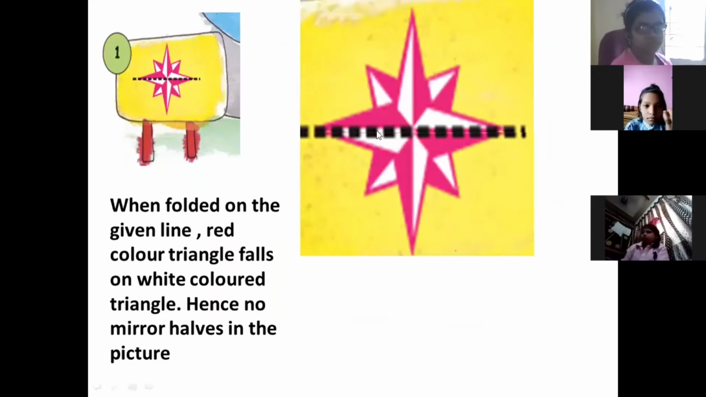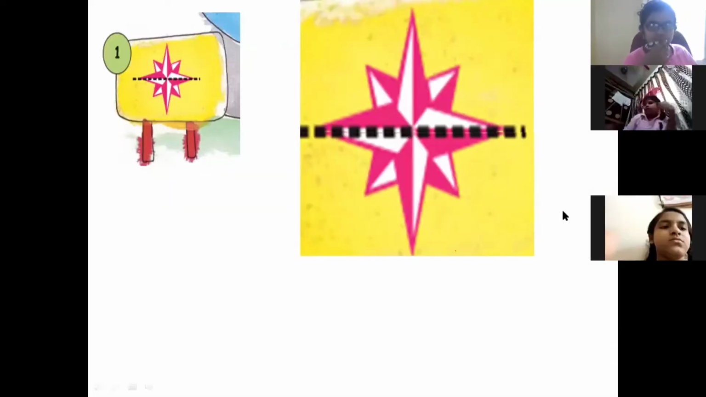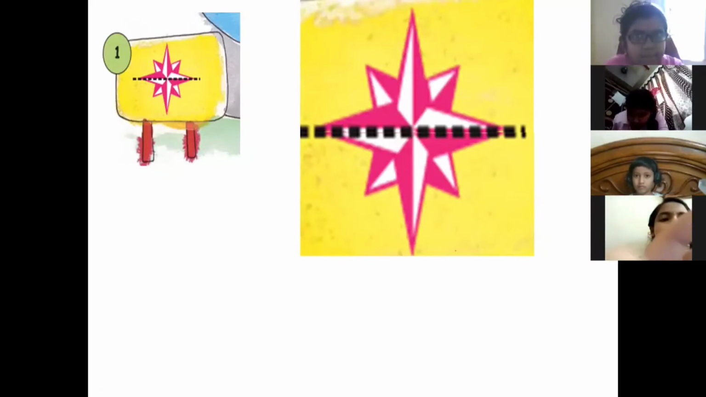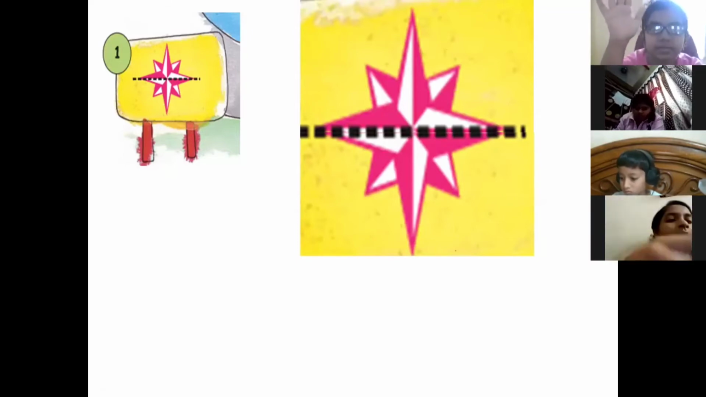Here we have one picture, a star. Is the picture symmetrical? Here one picture is given for us. Is the picture having symmetry? Is it a symmetrical figure? Yes, ma'am. How many are saying yes? But I am saying it is not a symmetrical picture.